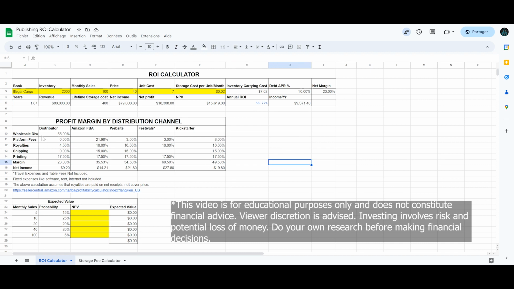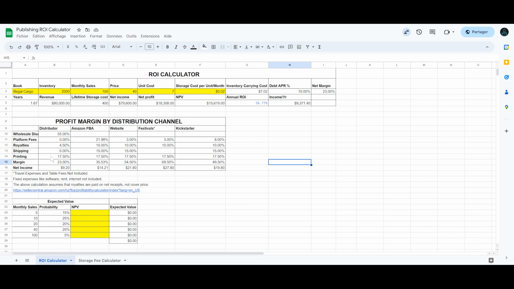In this table below, we're just comparing different distribution channels, and so the first one is distributor. Most of your copies, if you do work with a distributor, they're going to sell through that distributor, and this is your lowest margin out of all of the channels here. So you have a 55% wholesale discount. You have no platform fees because you're not going to be selling on Amazon or through your website. You're going to pay a royalty. This assumes that your royalty is paid on the net revenues.